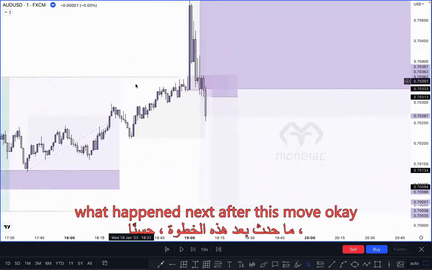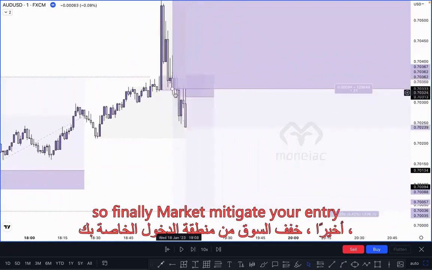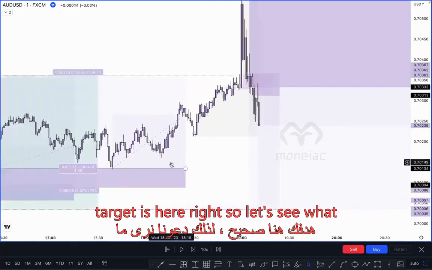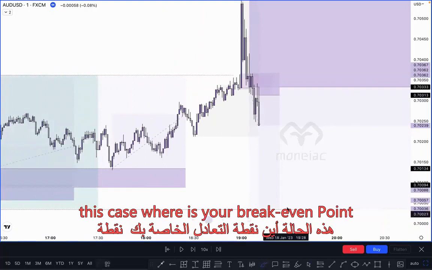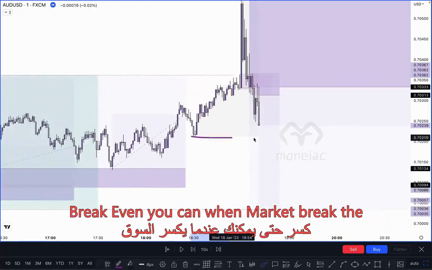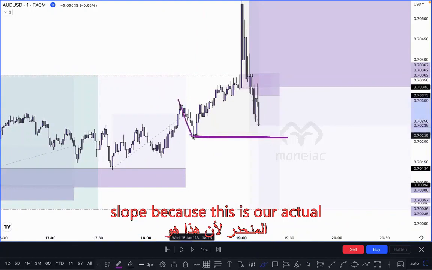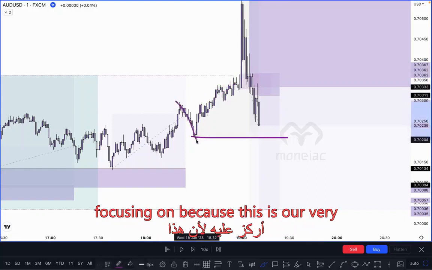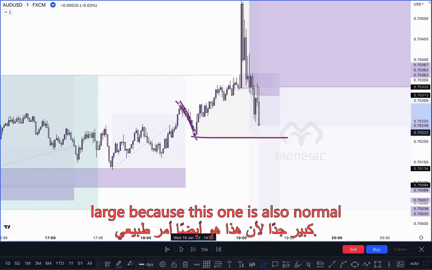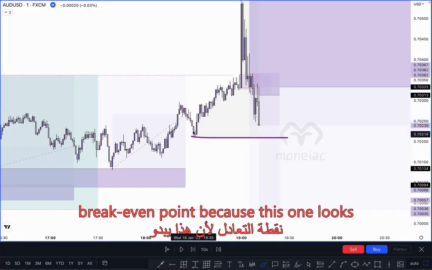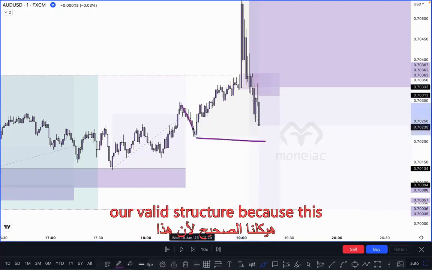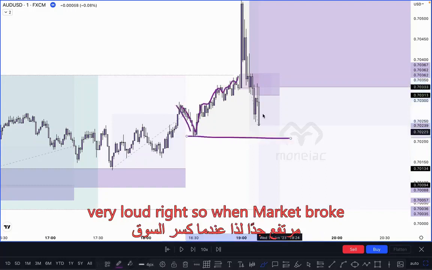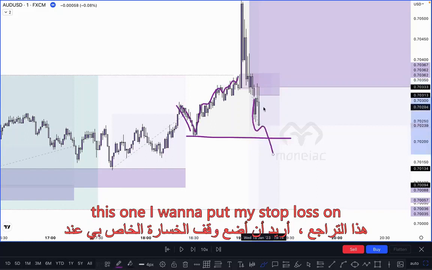Let's see what happened next after this move. Okay, finally the market mitigated your entry zone, which is here, and now your target is here, right? Let's see what happens next. And in this case, where is your break even point? You can go to break even when the market breaks this low, because this is our actual pullback, our internal structure. This one is also a normal pullback, but I'm looking here for a break even point because this looks like a valid structure, since this pullback looks very clear, this one being smaller and this one very large, right? So when the market breaks this one, I want to put my stop loss on the break even point.